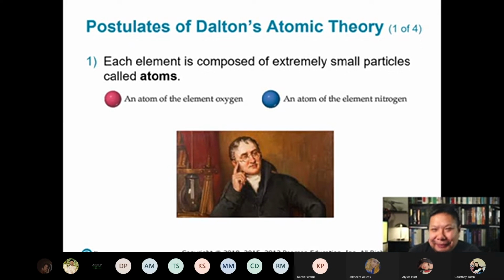All right, so the first one of Dalton's atomic theory is this one, and it says that each element is composed of extremely small particles called atoms, which is pretty obvious these days, right?